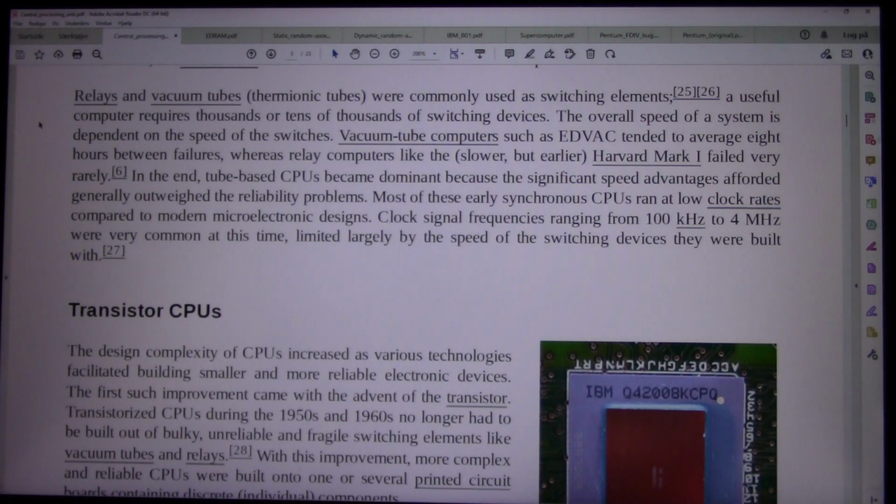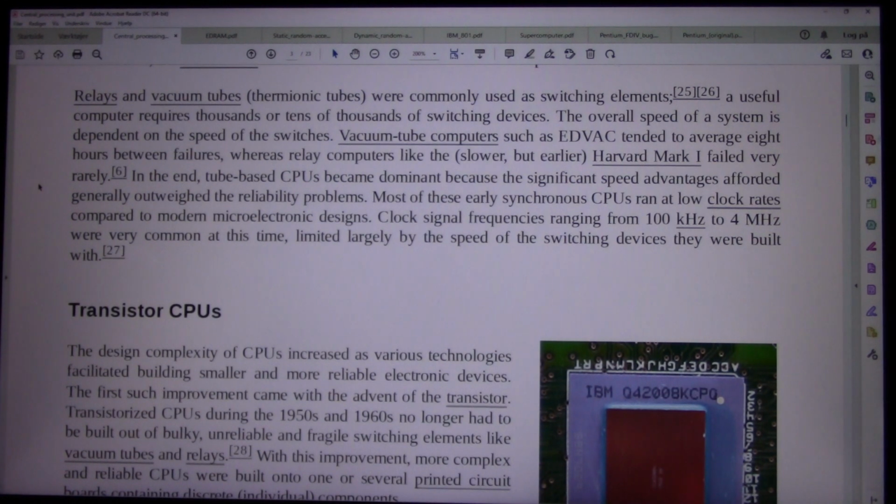Slower, but earlier. Harvard Mark I failed very rarely. In the end, tube-based CPUs became dominant because the significant speed advantages afforded generally outweighed the reliability problems.